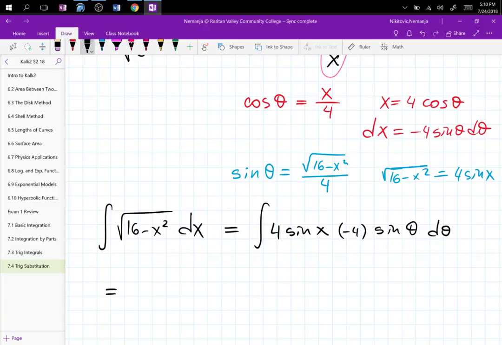Simplify, kick out negative 16 in front, and have the integral of sine theta times sine theta. Wait, hold on. Are they both sine? They're only divided by the 4, you change the x to theta. Oh yeah, there's supposed to be a theta here. Thank you. They're both sines, so sine squared theta. 4 times negative 4 is negative 16, sine theta times sine theta, d theta, there we go.